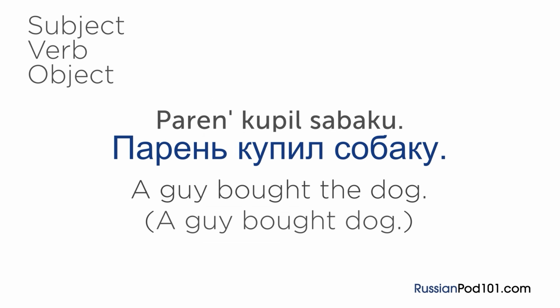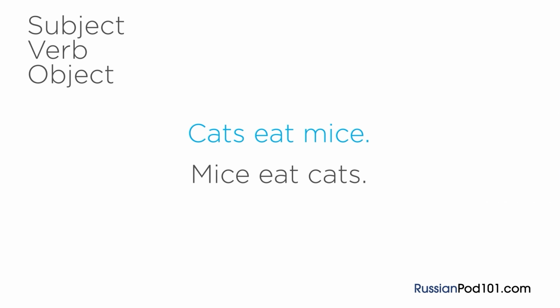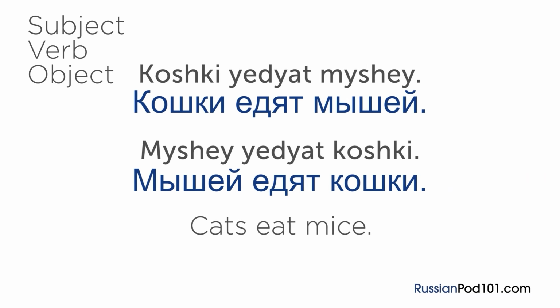Isn't that easy? In fact, Russian word order is much more flexible than English. Compare the following examples. Cats eat mice. If we were to swap the subject with the object, we'd get mice eat cats. As you can see, the SVO word order in English is fixed. Changing the word order changes the meaning of the sentence completely. Russian, on the other hand, is much more flexible.